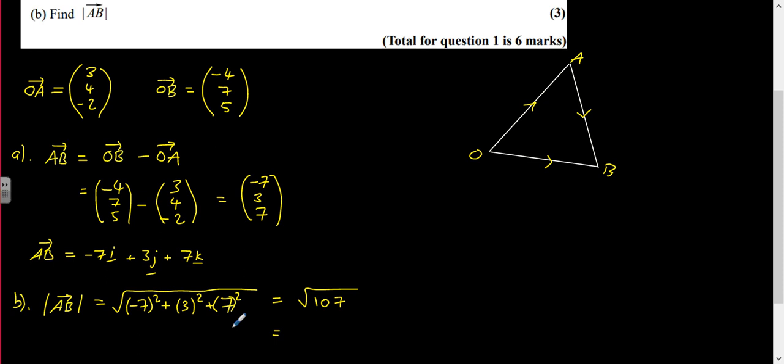Check if it can be simplified. I don't think it can, that one actually. Might be wrong. No, root 107. And that's it. Okay, so that's our magnitude of a vector.